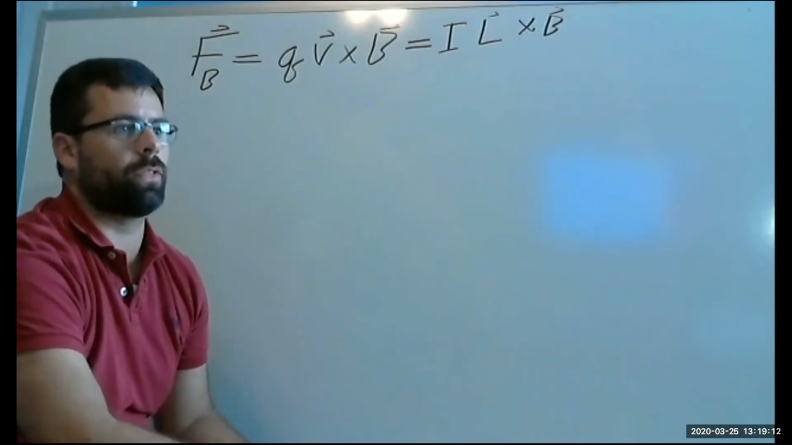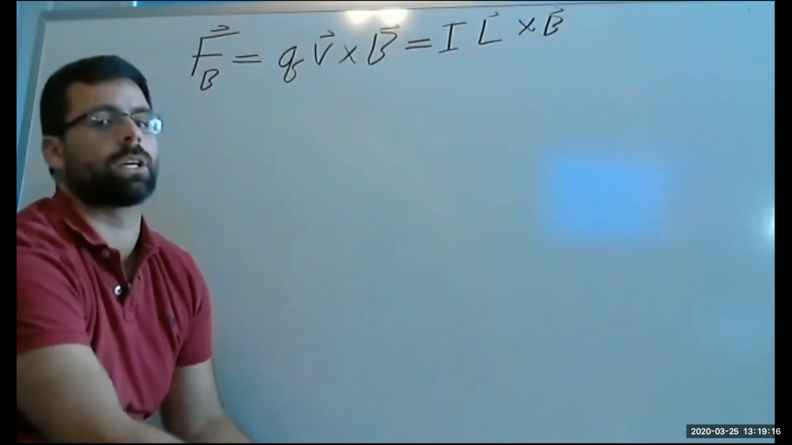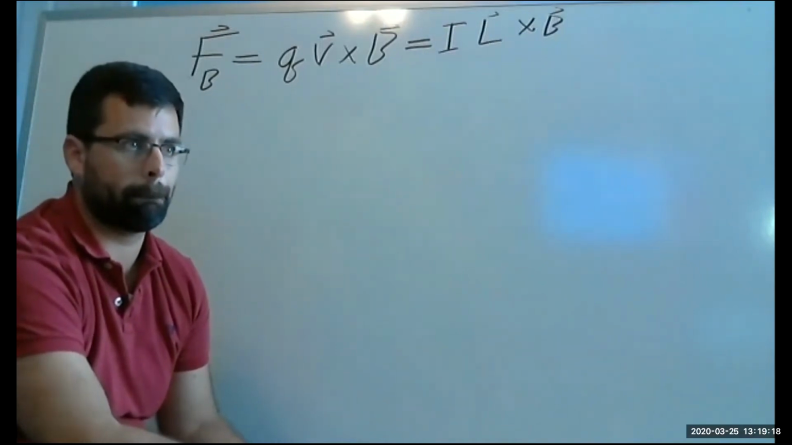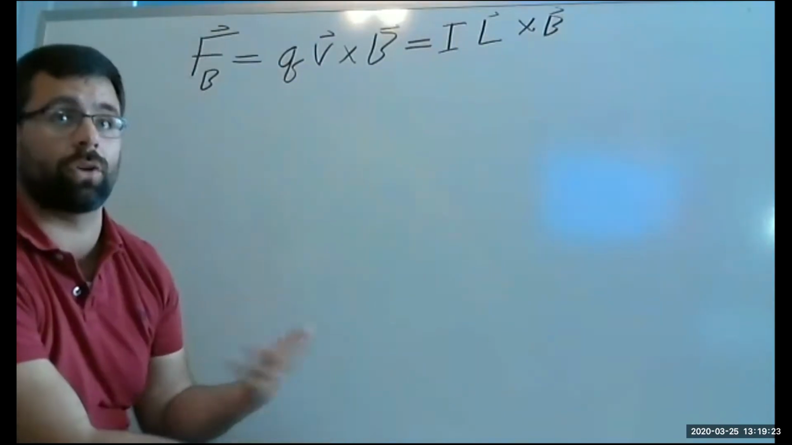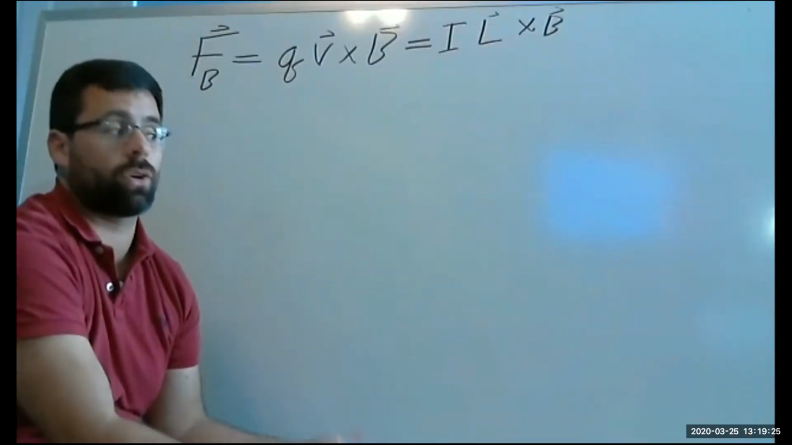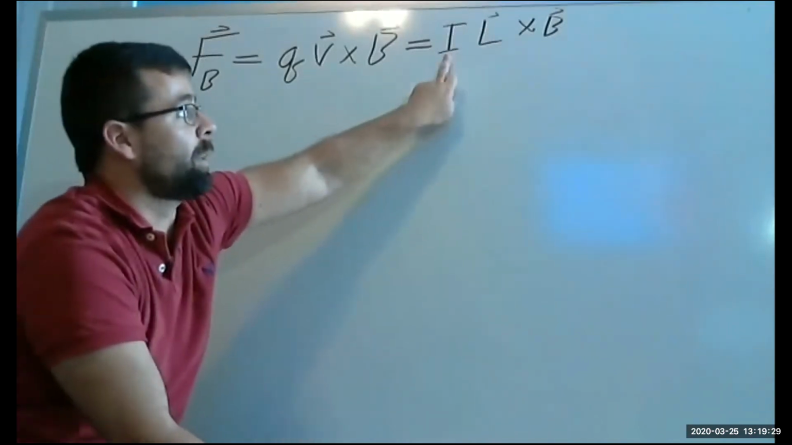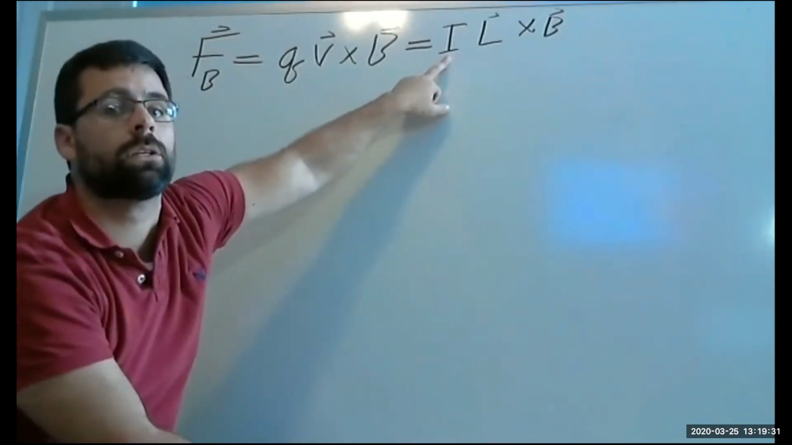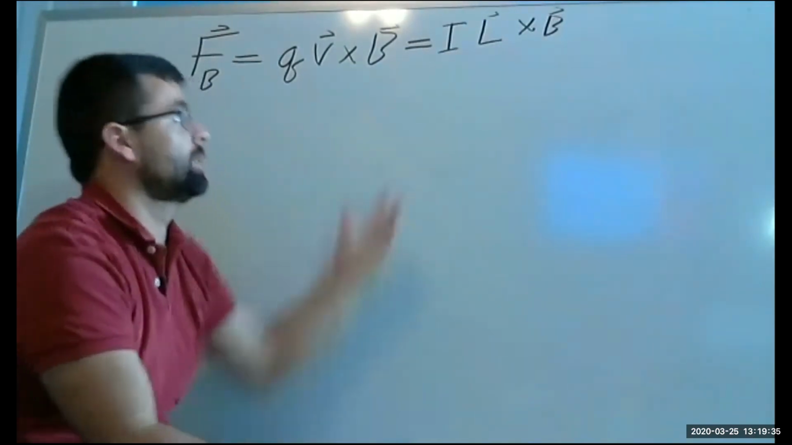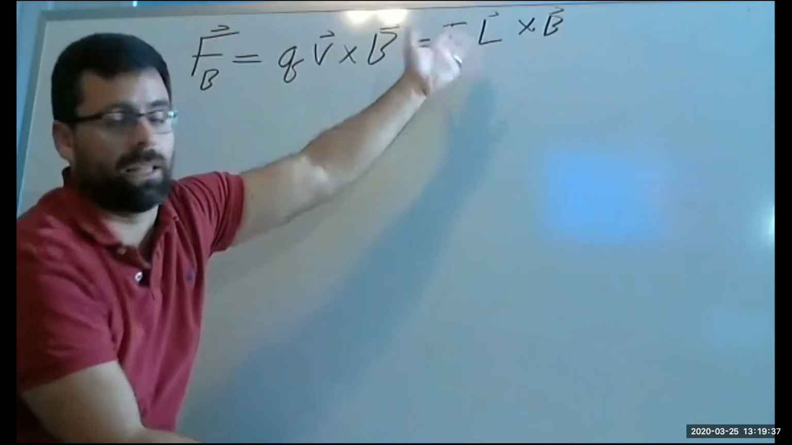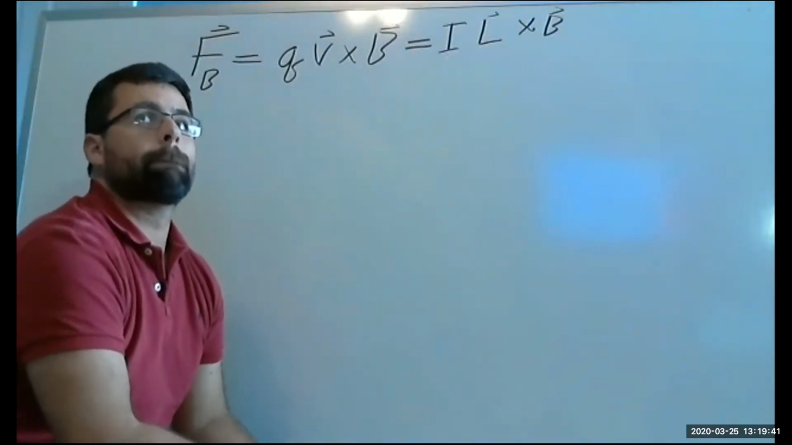Okay. If the charges aren't moving, then what is the current? It's zero. It doesn't matter how many charges there are, if the charges aren't moving, then there is no current. Well, if you plug a 0 in right here, what do you get? Zero. Because 0 times anything is 0. It's automatically 0.